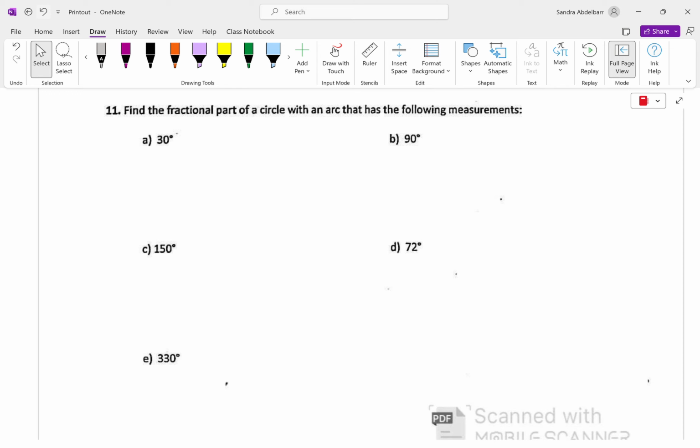All right, so find the fractional part of a circle with an arc that is the following measurement. So this time I'm giving you the degree and I'm asking you how much of the circle this arc is. So an arc of 30 degrees is how much of a circle? Well, isn't that 30 degrees out of 360? So what you're going to do is take the degrees they told you and put it over 360 and then simplify. So 0 on top, 0 on the bottom cancels. Then I'm left with 3 over 36, which is 1 over 12. So a 30-degree arc is 1/12 of the circle.